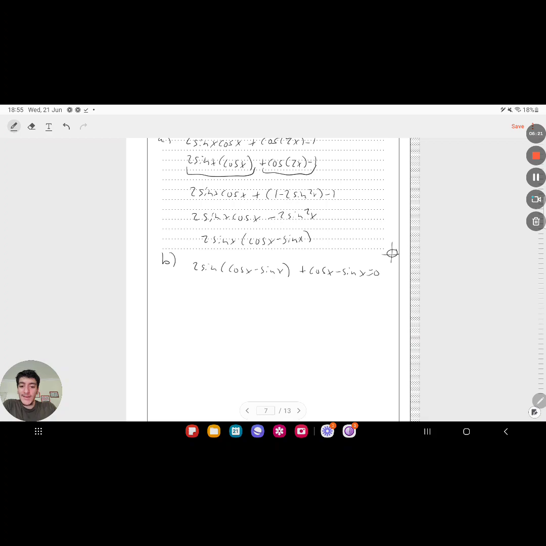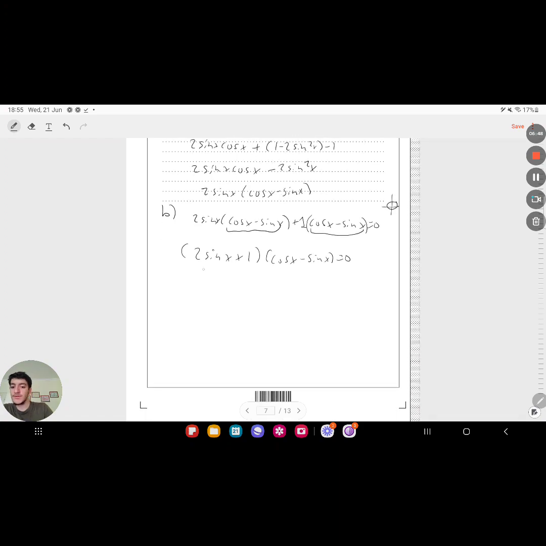Now, I can clearly see that this part and this part have a common factor, and you can think of it as just plus, like you're adding one lot of it. So if you have 2 sine x lots of this and 1 lot of this, you can add them. So now we solve by factoring out. Cos x sine x equals 0.